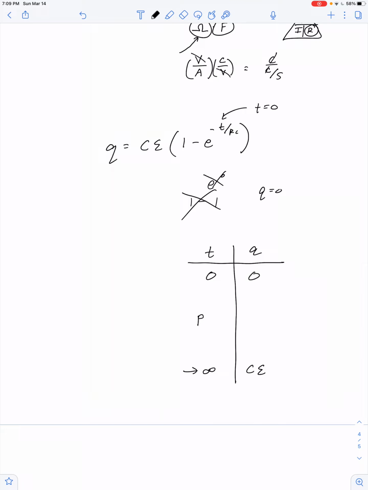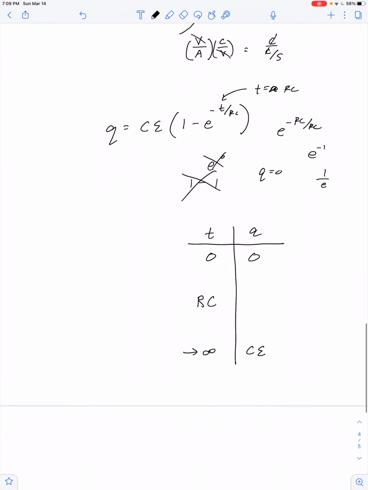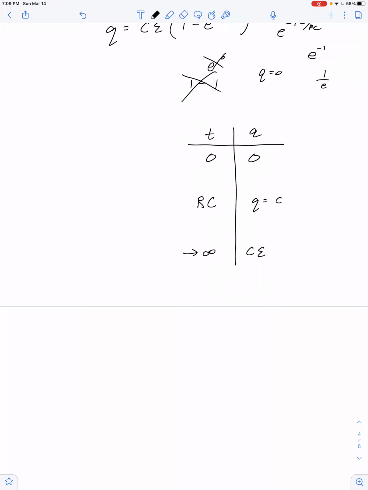So here's a time to consider. What if the time is the product of the resistance and the capacitance? Then we get e to the negative RC over RC, or in other words, e to the negative 1, or in other words, 1 over e. So the charge would be equal to capacitance times voltage times (1 minus 1 over e). And you should remember that the base of the natural logarithm is 2.718. So what do we get when we calculate 1 minus 1 over 2.718? You can try that on your calculator yourself, see what you get.